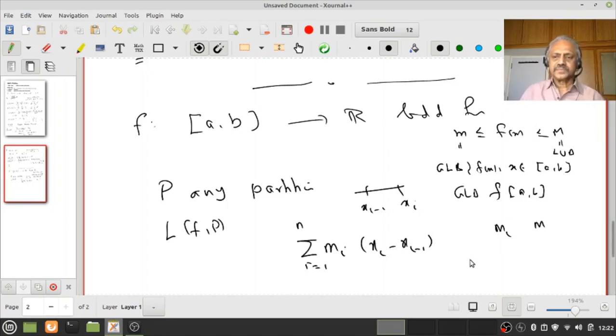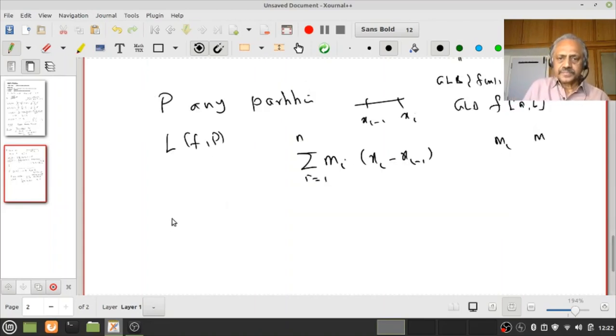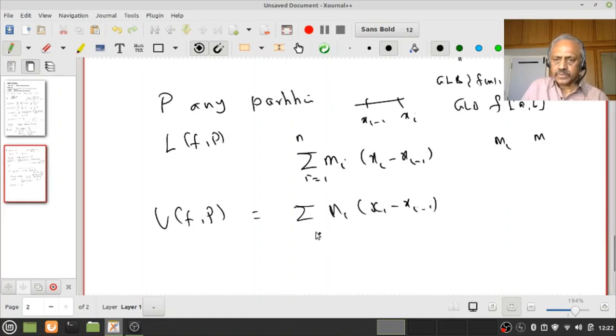What is the relation? And similarly, the upper sum, I have something like U(f,P). That is equal to summation capital M_i (x_i minus x_{i-1}), i from 1 to n. And what is the relation between capital M_i and M? This is small m.